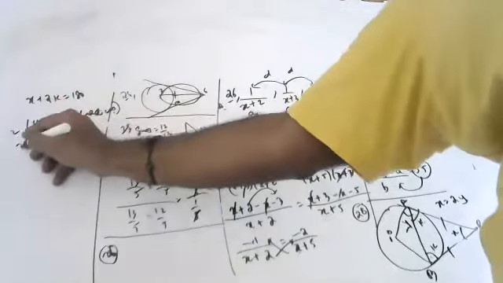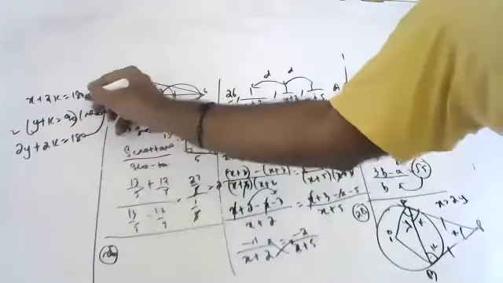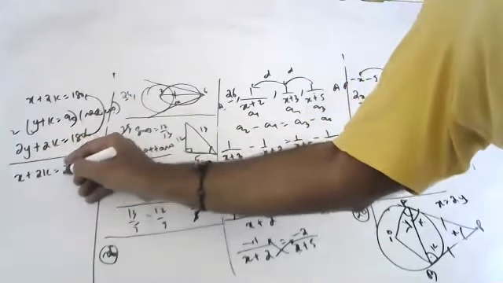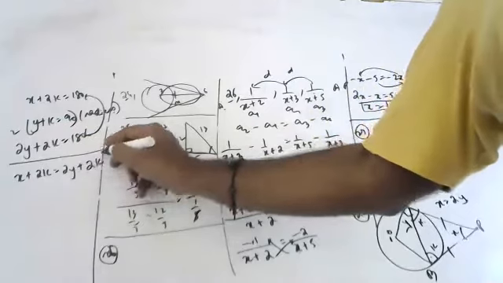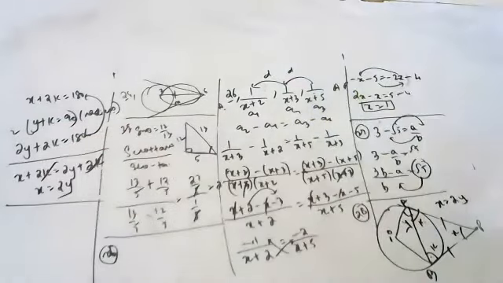Multiply the whole equation with 2: 2y plus 2k is equal to 180. This is 180, this is 180. Equate both of them, children. x plus 2k is equal to 2y plus 2k. The 2k cancels, so x is equal to 2y.